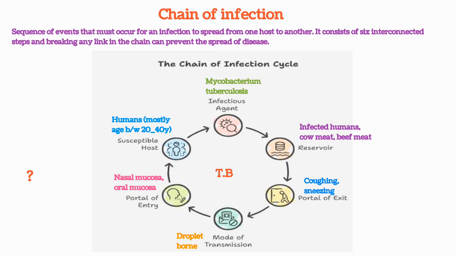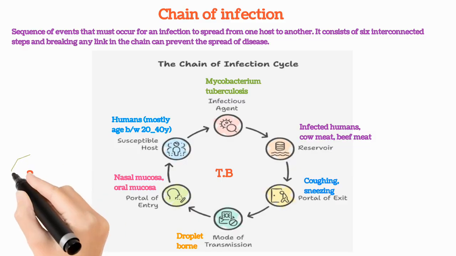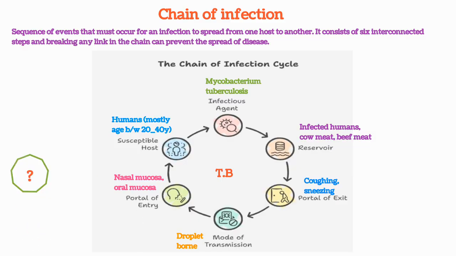The question is how to stop or prevent the transmission or spread of disease. So basically, breaking any step in the chain can stop the disease spread. For example, wearing a mask can break the fourth step, so it prevents the disease spread.